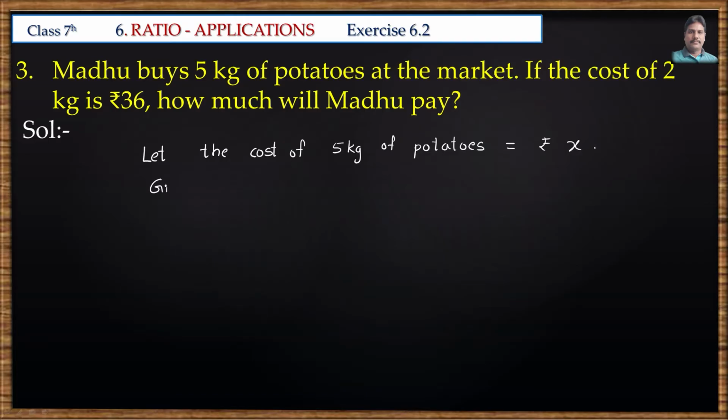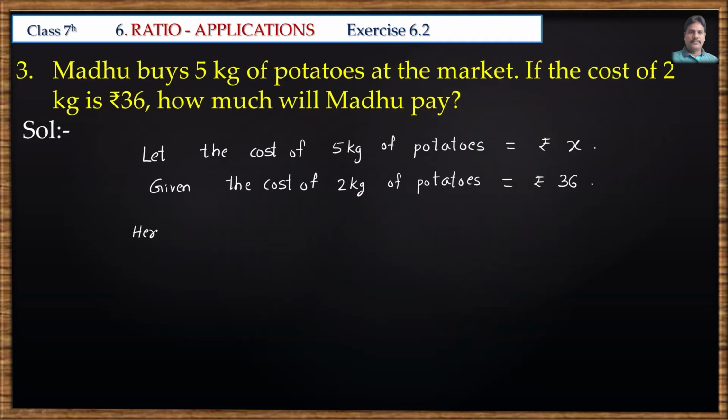Given that the cost of 2 kg of potatoes is equal to 36 rupees. Here the weights of the potatoes are proportionate with their costs.